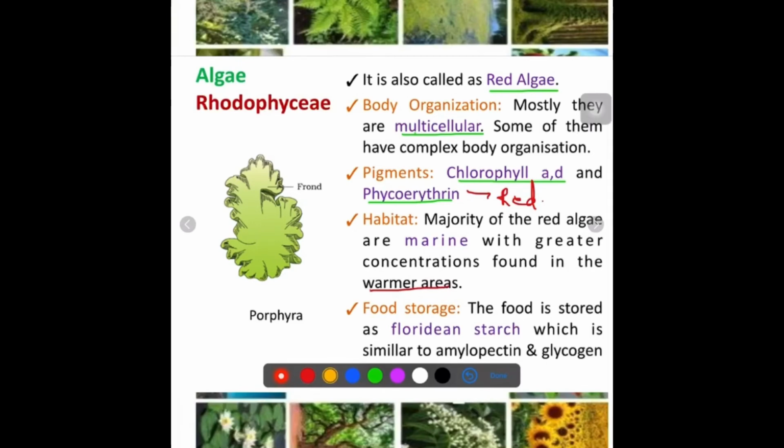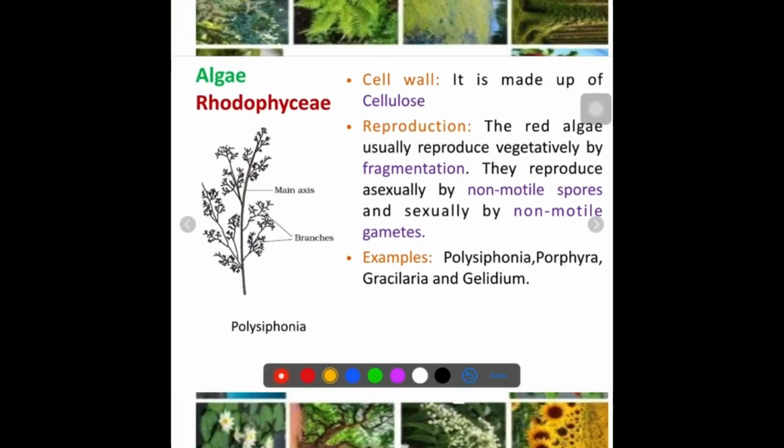In Rhodophyceae, the food is stored in the form of Floridian starch. What is Floridian starch? Floridian starch is also a carbohydrate, and its structure is similar to amylopectin and glycogen. These are the other types of carbohydrate to which its structure is related. So these are some points regarding Rhodophyceae.